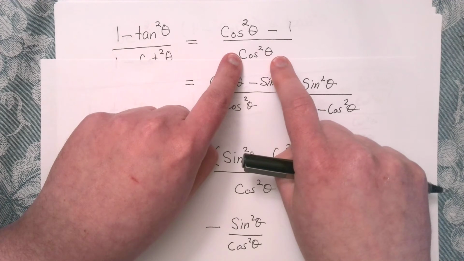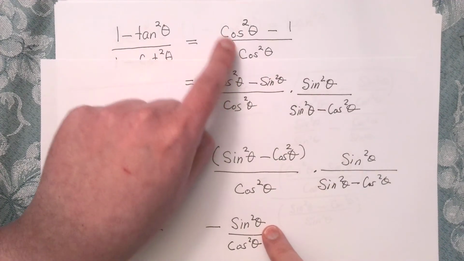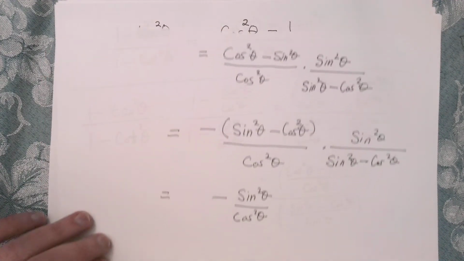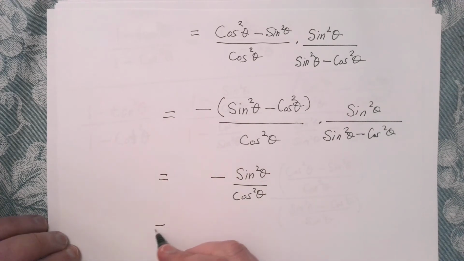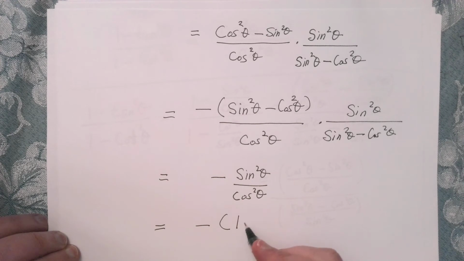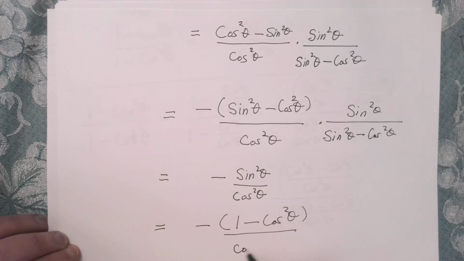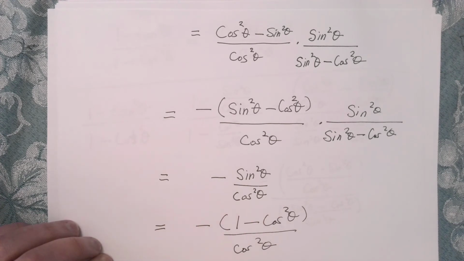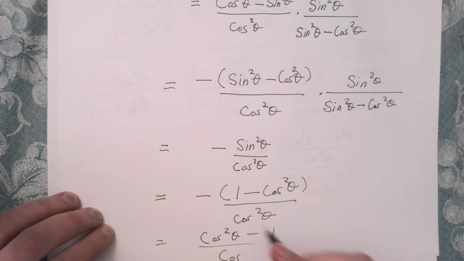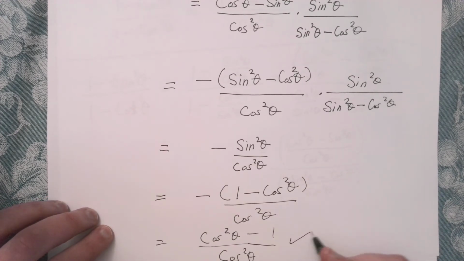Let's think about if there's a way to turn sine squared stuff into cosine squared stuff. And there is, right? If we use the Pythagorean identity for sine squared, we know that that's equal to 1 minus cosine squared of theta. If I distribute the negative, I can write this as cosine squared of theta minus 1, right, if I distribute. And that's over cosine squared of theta.